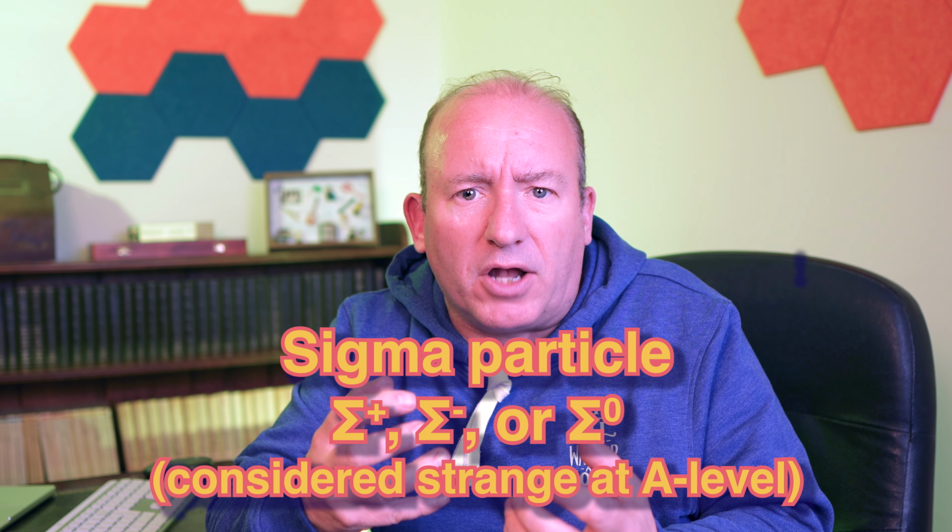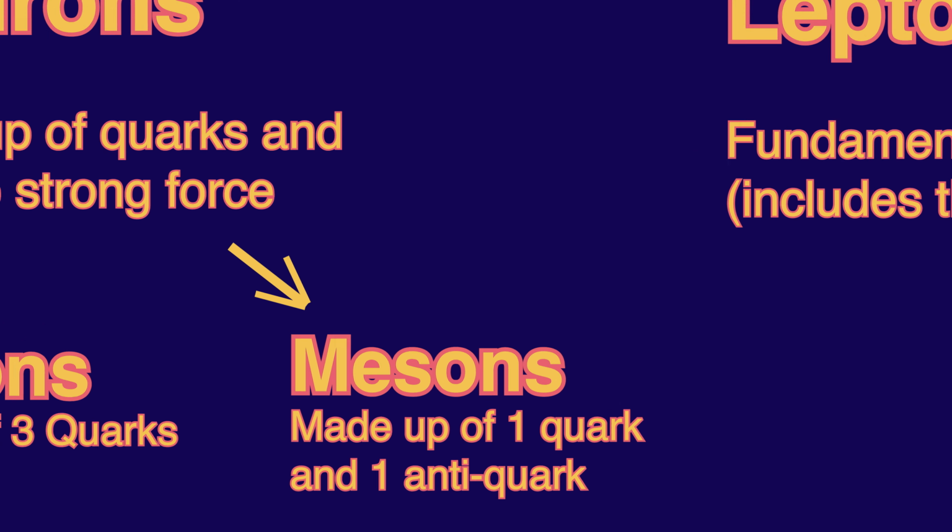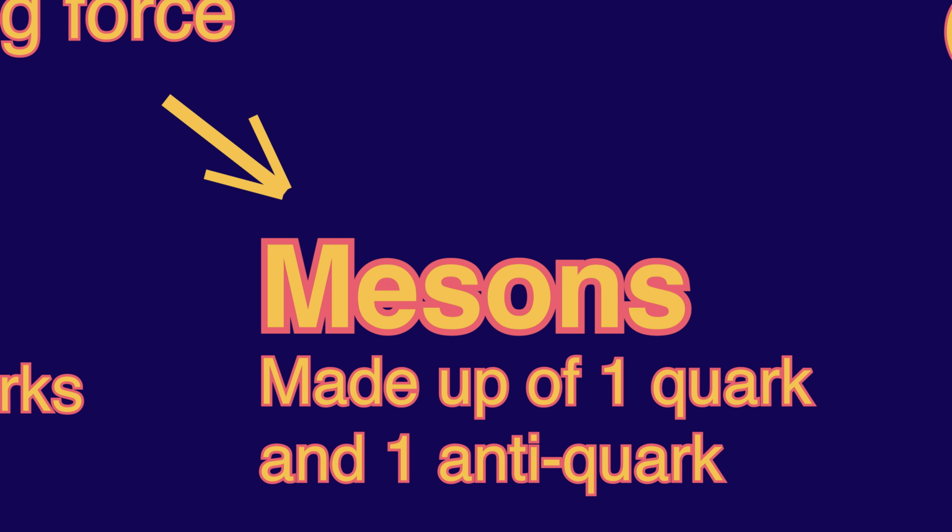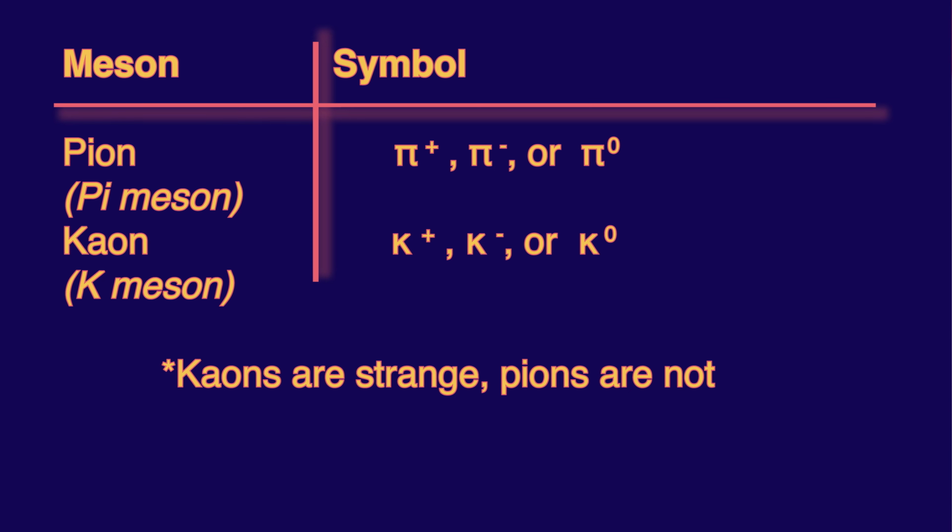These are strange particles and so contain a strange quark. The group of hadrons called mesons may contain particles that are less familiar to you. You need to be familiar with pions and kaons, which are sometimes called pi mesons and k mesons. Both of these particles can be either positive, negative or neutral, but they all contain 1 quark and 1 antiquark. That's what makes them a meson. Kaons differ from pions because they are strange particles.